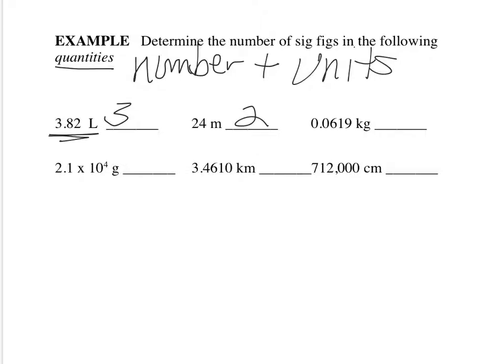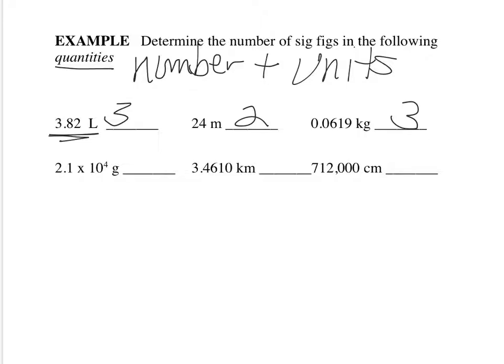Ooh, now we've got some zeros in here. 0.0619 kilograms. So in this case, I look and I see that my zeros are leading zeros. They are just placeholders. That's all that is. So if I were to think about that in terms of grams, that's the same thing as 61.9 grams. So none of those are going to be significant. So the other numbers, the 619, are significant. So we have 3 significant figures there.